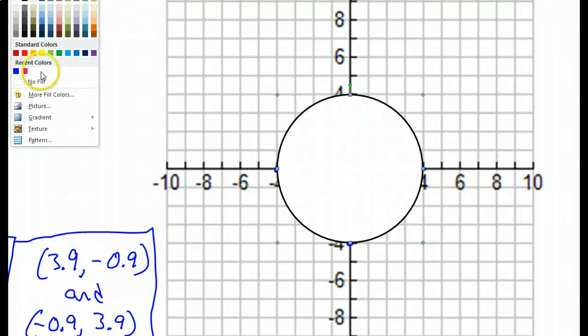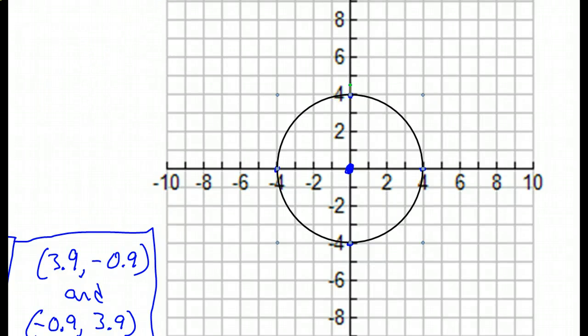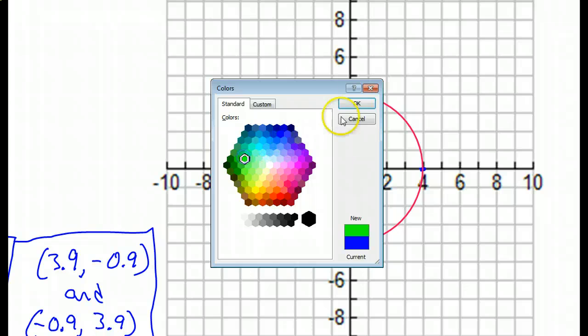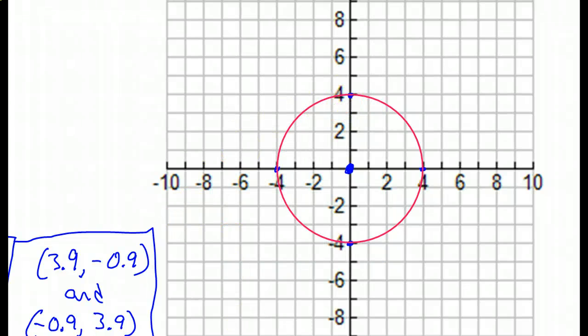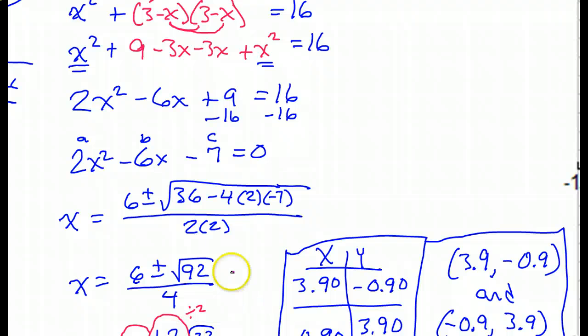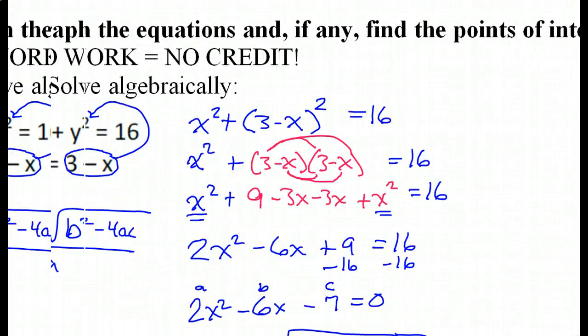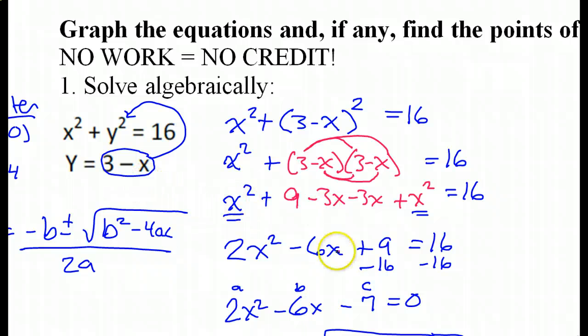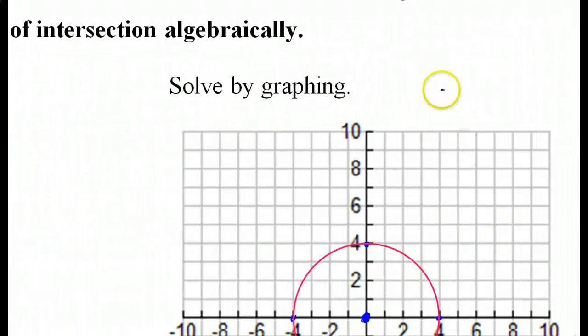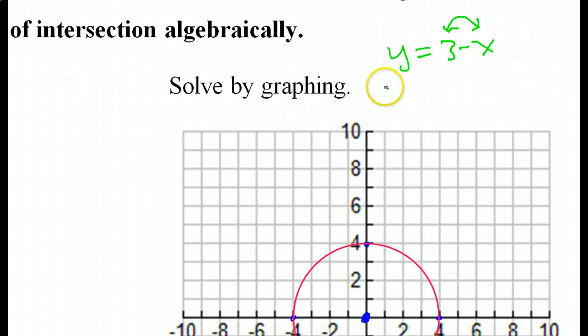Okay, let me clear that out. So here's my circle. I think I'll make it pink. Alright, now I need the line. I'm going to make that green. The line, what was that line again? Oh, 3 minus x. Please understand that the equation y equals 3 minus x, you know, this is like backwards, right? From what we're used to.